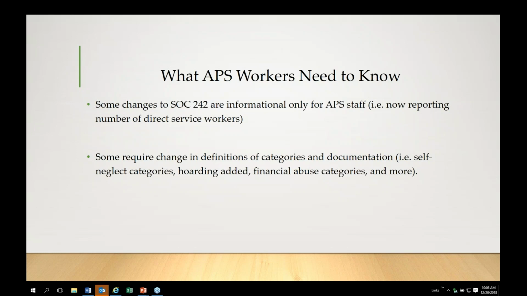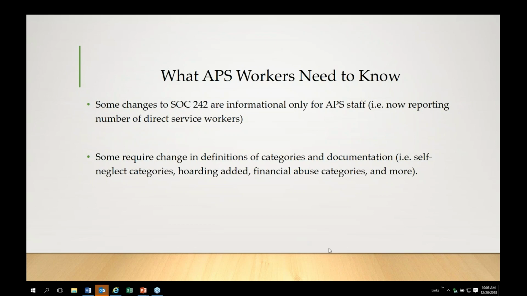The change you may see is in your case management system, it may ask you for what your job position is when you initially set up your account. And that's the reason for that change. We really want to be able to get to caseloads.